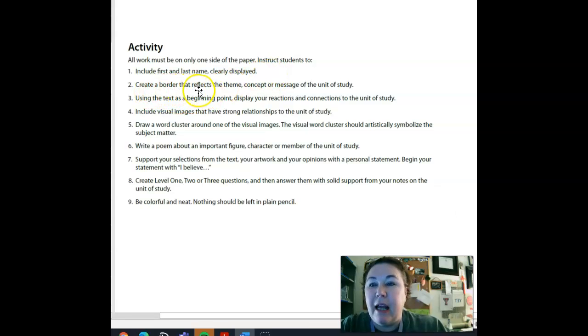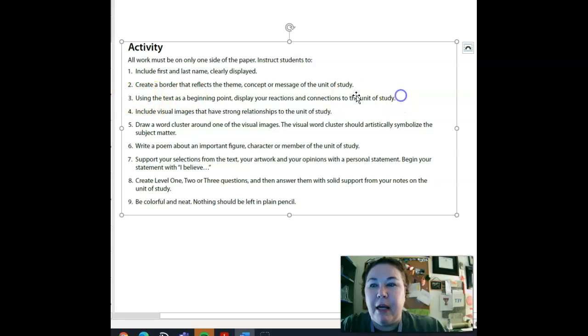You're going to create a border that reflects the theme, concept, or message of the Outsiders. Our unit of study is the Outsiders for this scenario. Using the text as your starting point, you're going to add your reactions and connections. So I want about 4, maybe 2 reactions and 2 connections, or it could be 3 reactions and 1 connection, but about 4 would be the magic number for the reactions and connections.